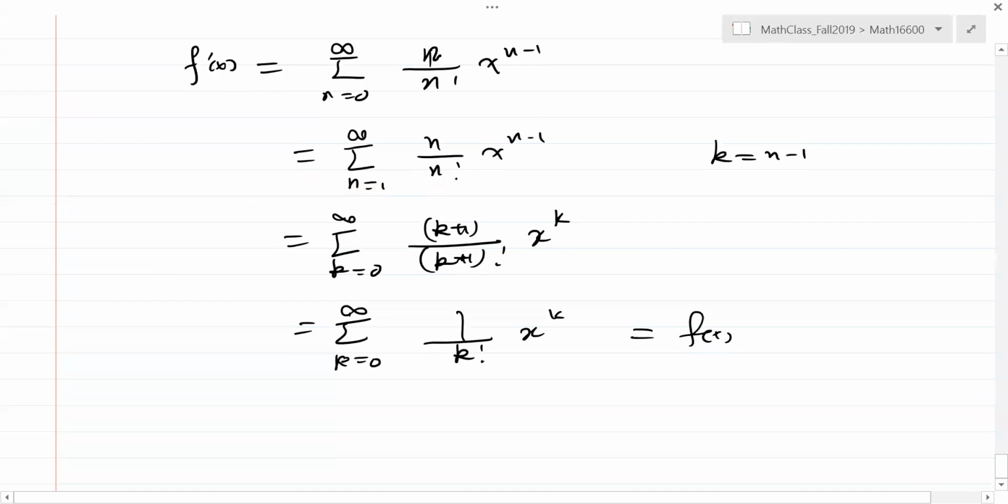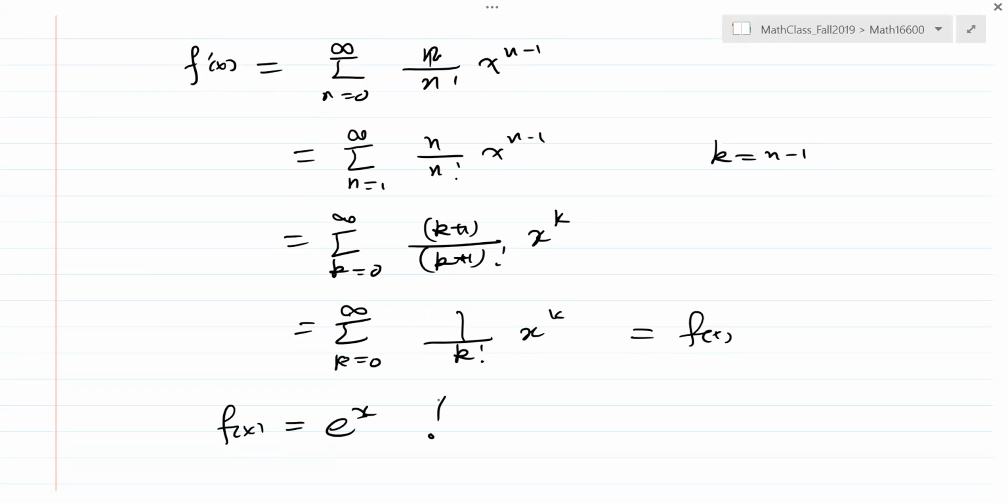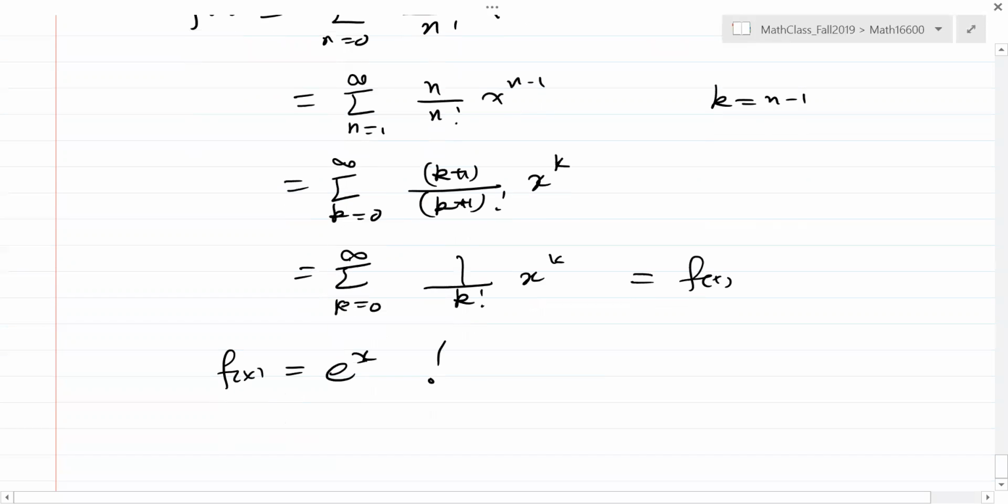This must be the exponential. It must be e to the x because there's only one function that has this property. Now I cannot jump to the conclusion right now, but let me show you how to do it. Why?